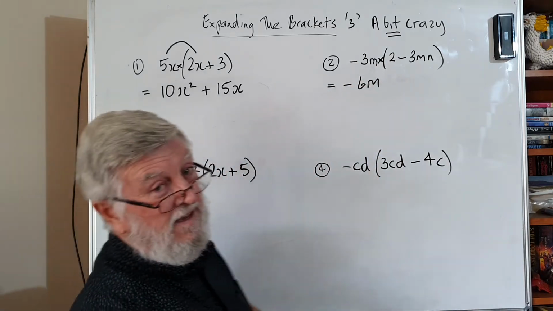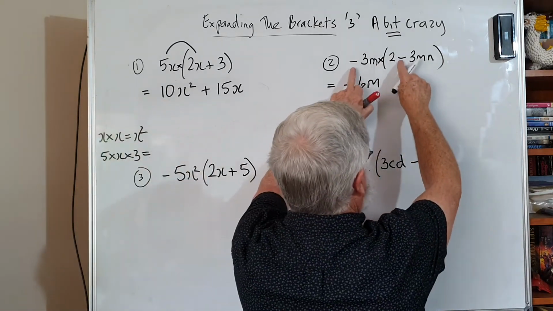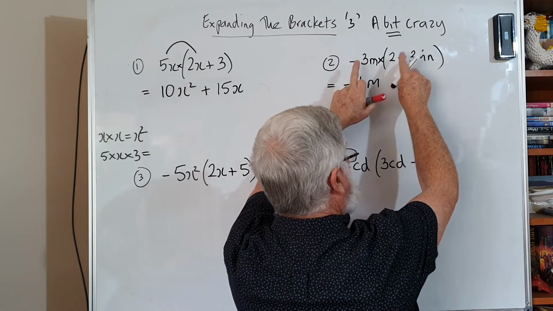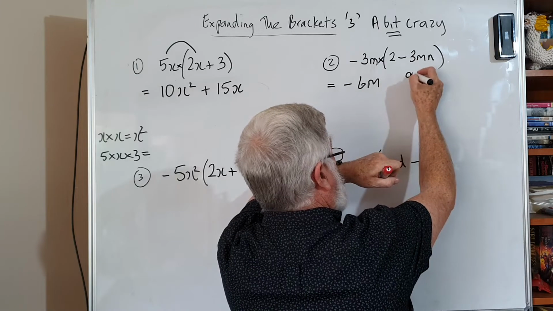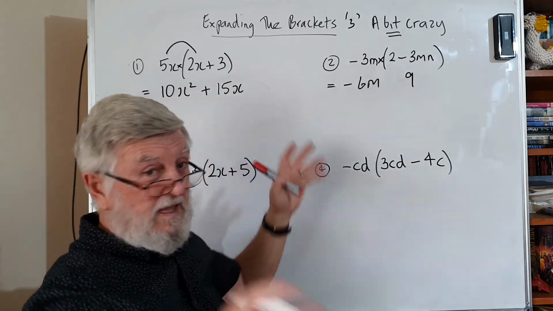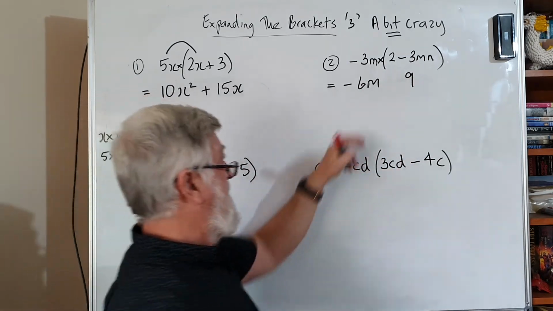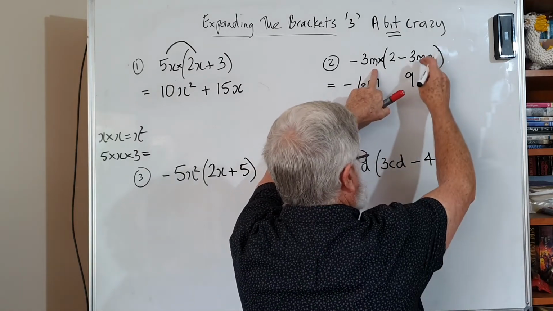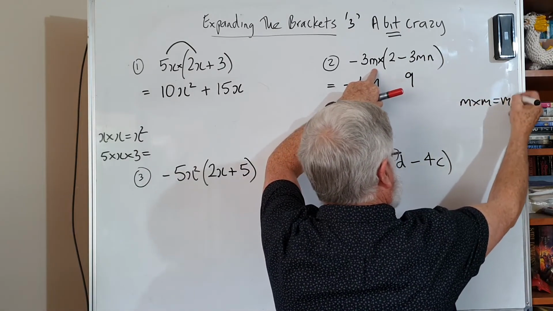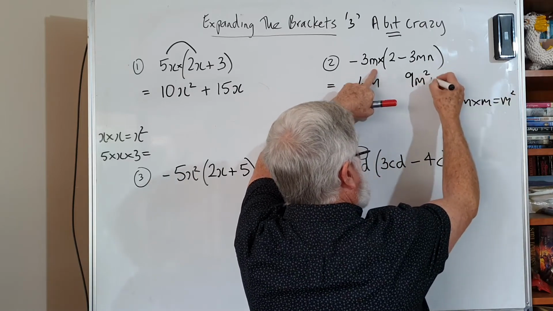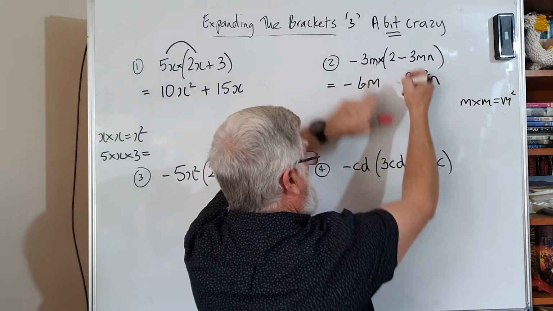Next one. I am going to go this time first. A lot of people will go, the two minuses make a plus. Let's say you don't want to do that. You can go 3 times 3 is just 9. Normal everyday 3 times a normal everyday 3. There's an m times another m. So m times m we write as m squared. And we've got an n as well. And then the two minuses make a plus.